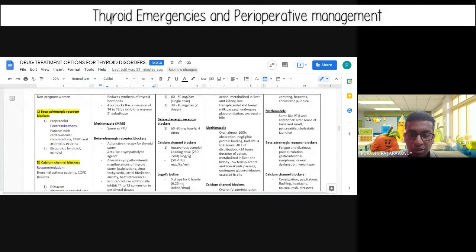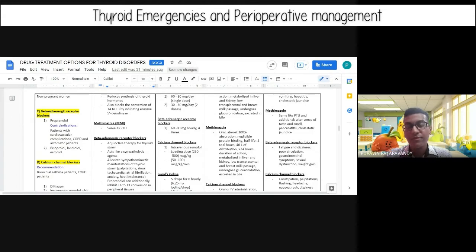Next, I would like to go to the pharmacokinetics of methimazole, which is almost the same as propylthiouracil, since, as I've already told, they belong to the same class of drug. It's oral, and it has nearly complete absorption, nearly 100% absorption. However, it has negligible protein binding, which means the protein binding of methimazole is extremely low. The half-life is almost 4 to 6 hours, and the volume of distribution is 40 liters. And normally the duration of action is more than 1 day.